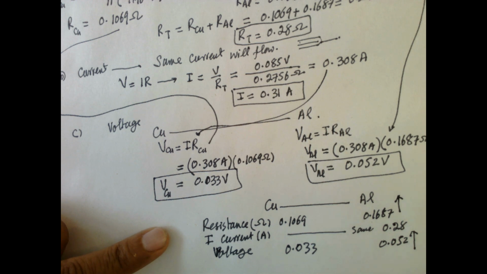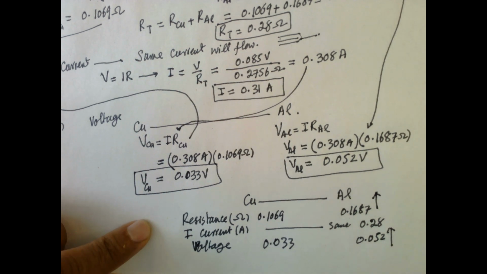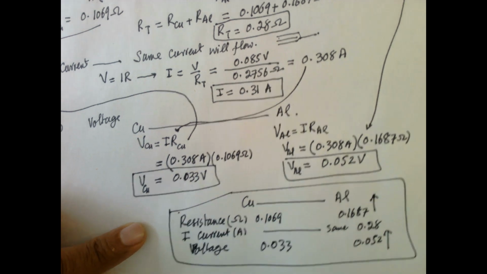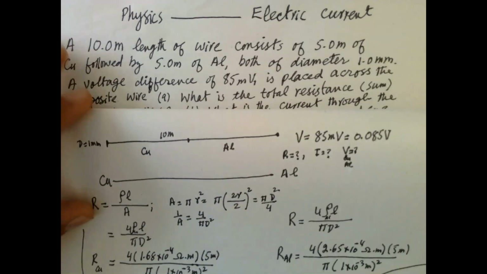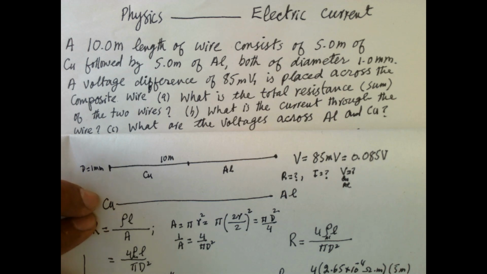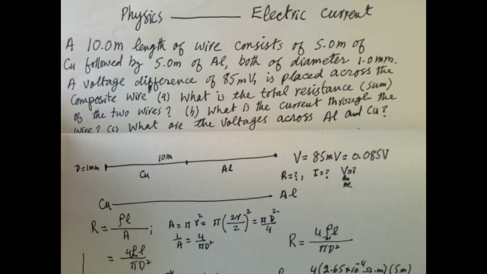Aluminium has more resistance, and on the other hand, aluminium has more voltage. It has slightly more resistance, so there should be more voltage. So copper has less resistance, and voltage is also less. So this is the result of this calculation. So this is the question. This is a beautiful question and good calculations.